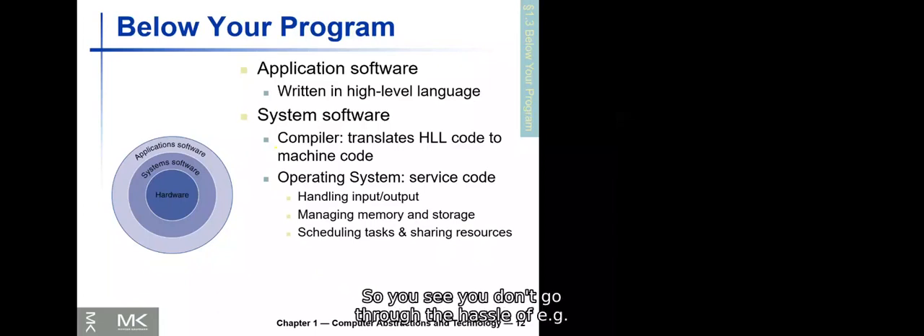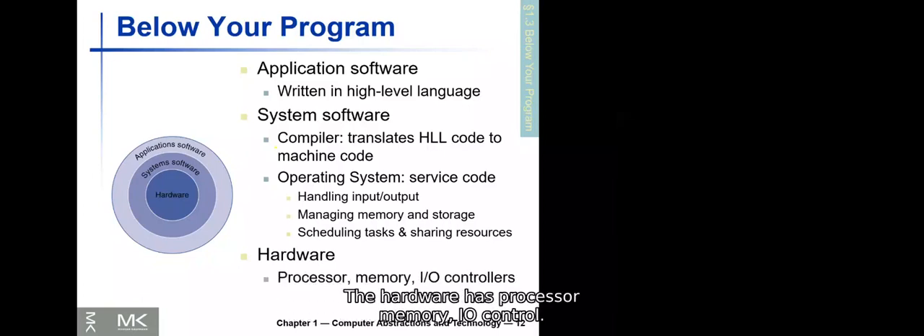So you see, you don't go through the hassle of, for example, compiling, writing machine code, talking with the computer, how it works. Everything will be done by different software, different applications, like a compiler, like the operating system. And then at the bottom would be the hardware, the machine which executes your code. Again, you see here we have some kind of abstraction: application, system, and then hardware. And the abstraction works everywhere. And the hardware has processor, memory, I/O controls.